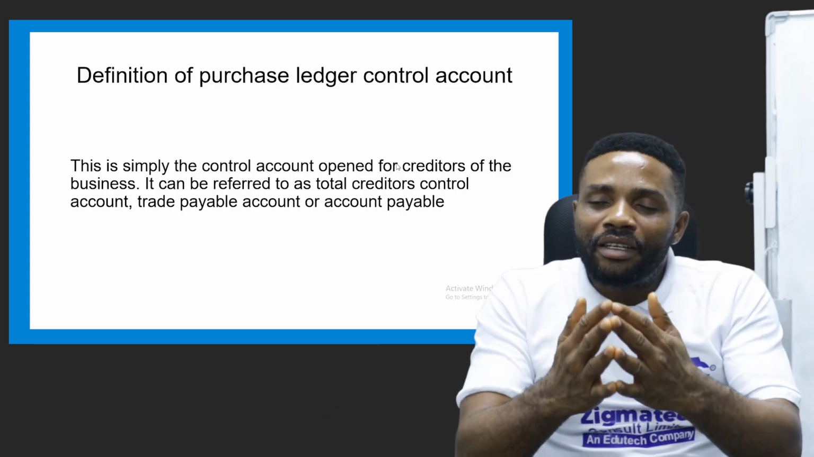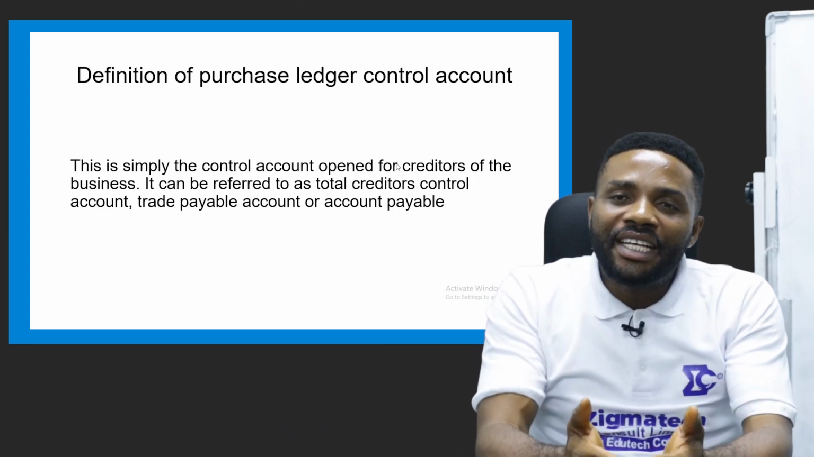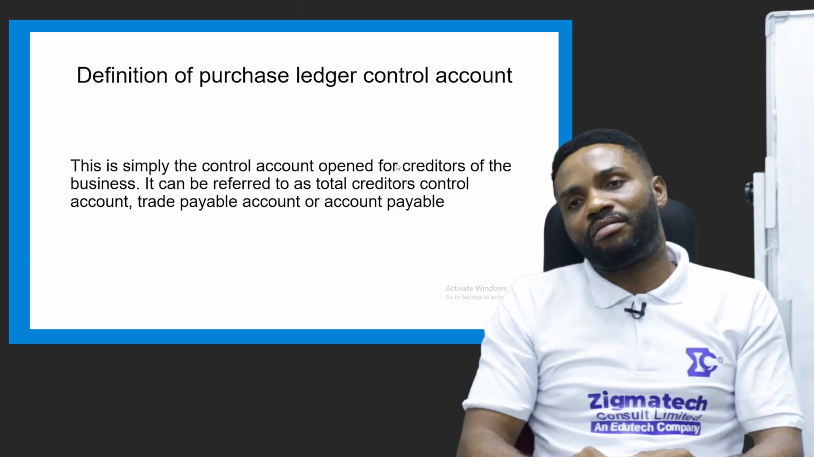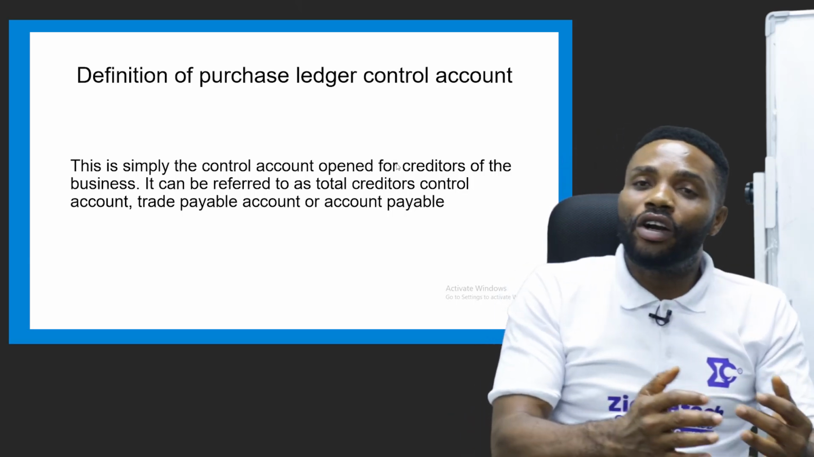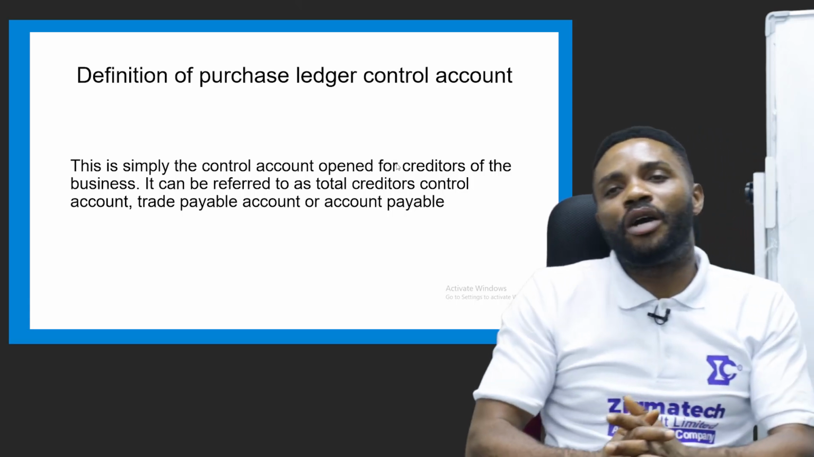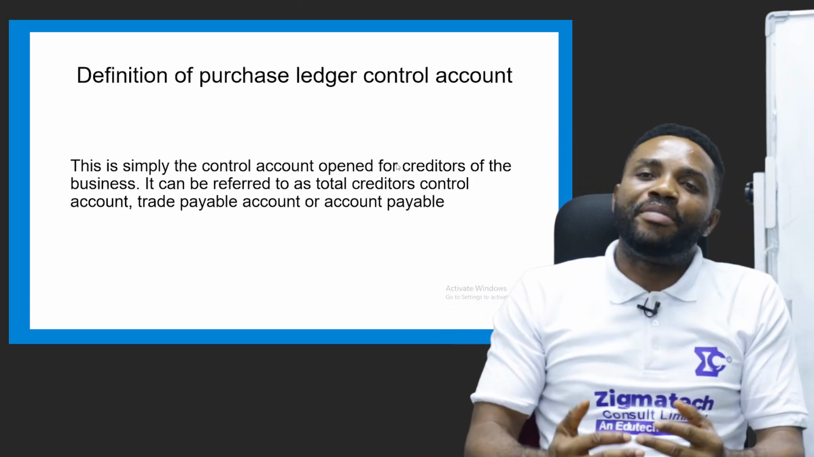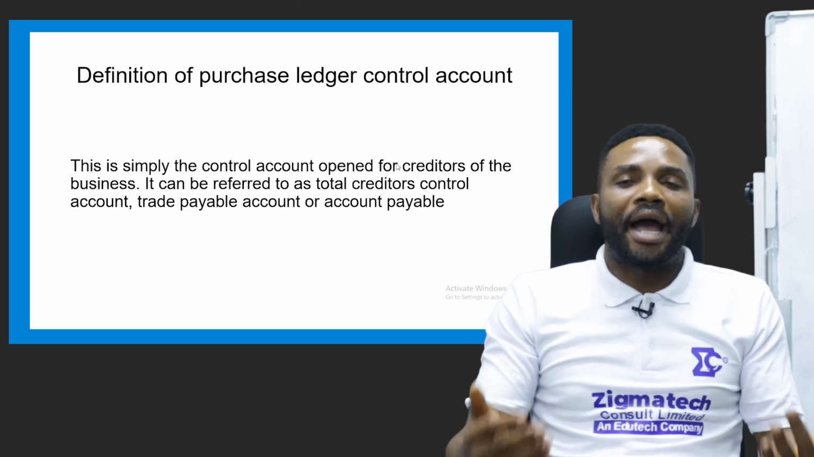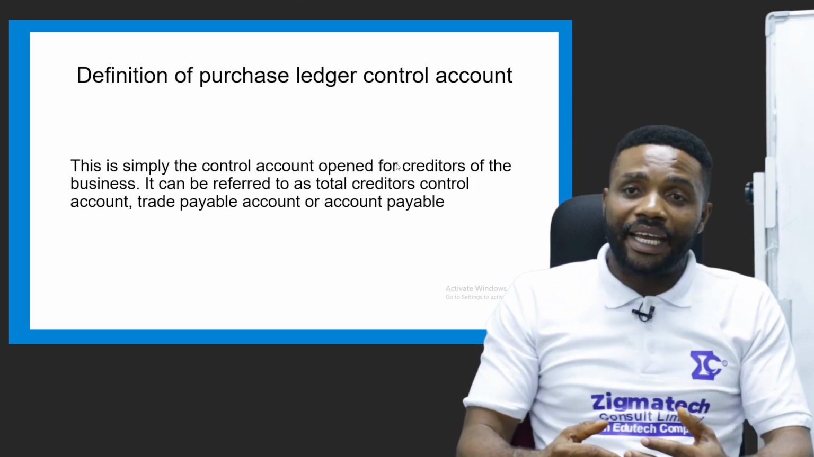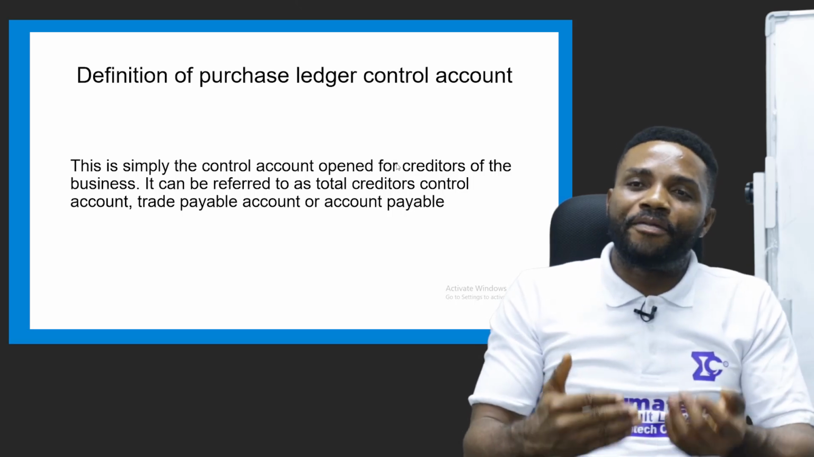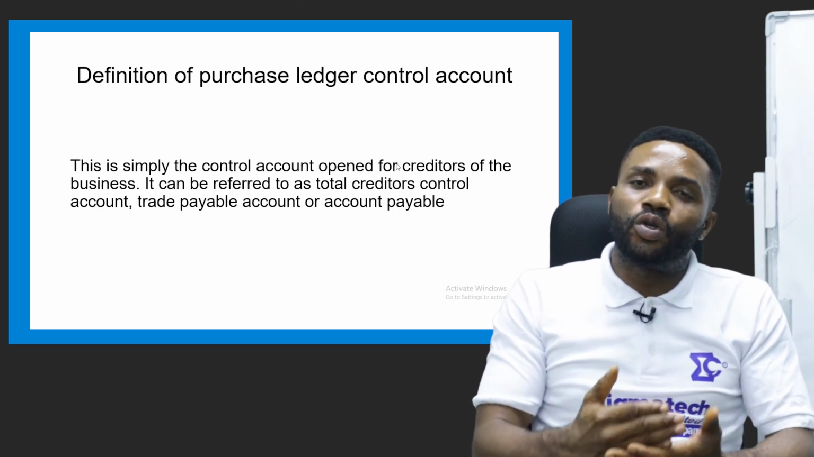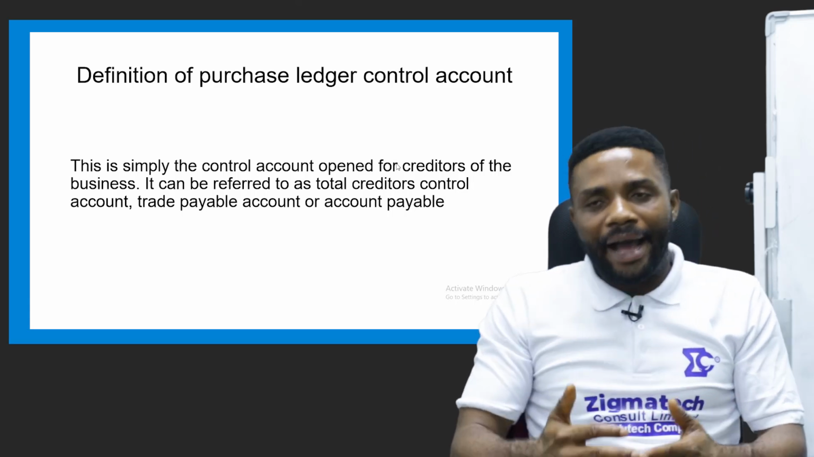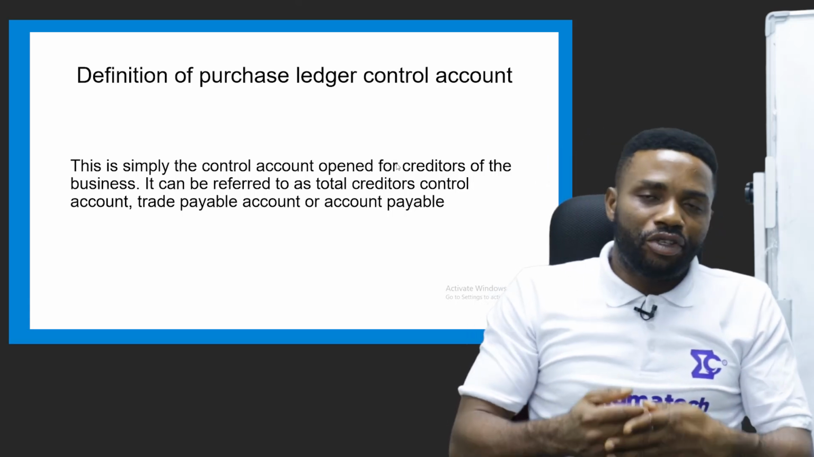The suppliers that supply product to us on credit. We can either call them creditors or suppliers. It can be referred to as total creditors control account, trade payable account, or account payable.